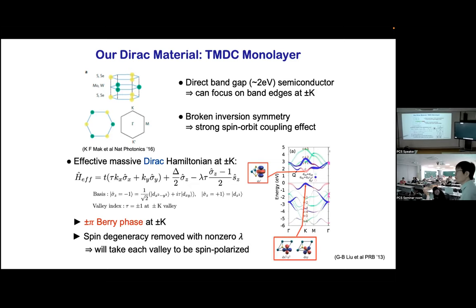So this is an illustration of this type of material. What we have here is that this direct band gap gives us a massive Dirac Hamiltonian at this K point and K prime point. And also the spin degeneracy at K and K prime is removed just for the valence band, due to this atomic spin orbit coupling.